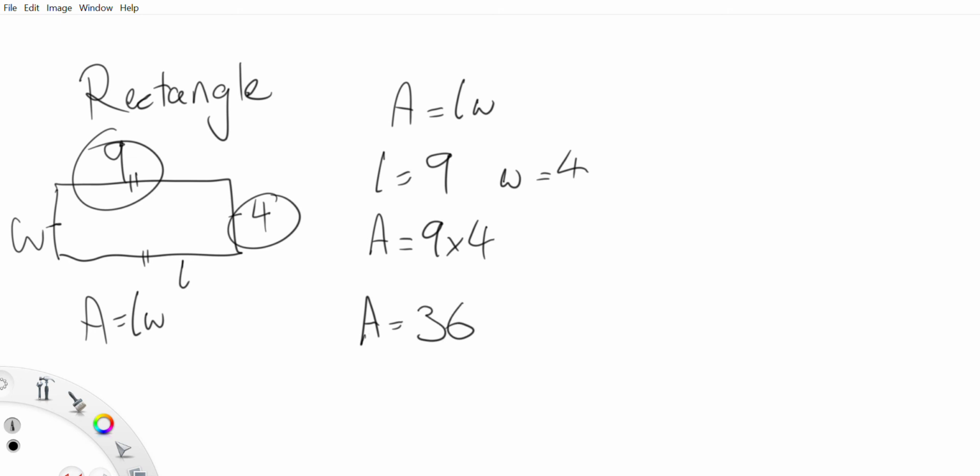Now we need to put units on there. Doesn't matter what they are. If they're kilometres here, it must be kilometres squared here. So that's our two formulas, of a square and of a rectangle.